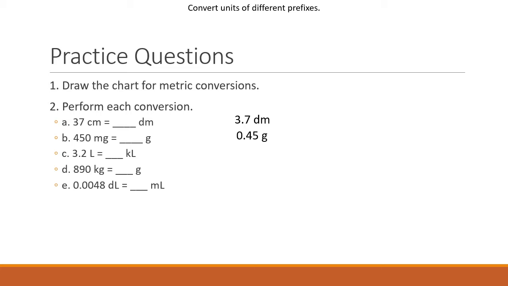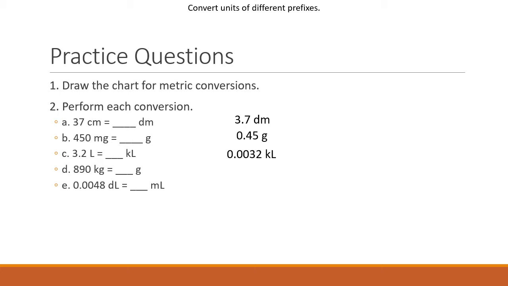For C, we're going from liters to kiloliters. Again, the decimal's moving left. Apparently, I like the decimal moving left here, these first few. This one will need to go to the left 3 places, from liters to kiloliters. That's a factor of 1,000, so left 3 places. And so I go from 3.2 liters to 0.0032 kiloliters.